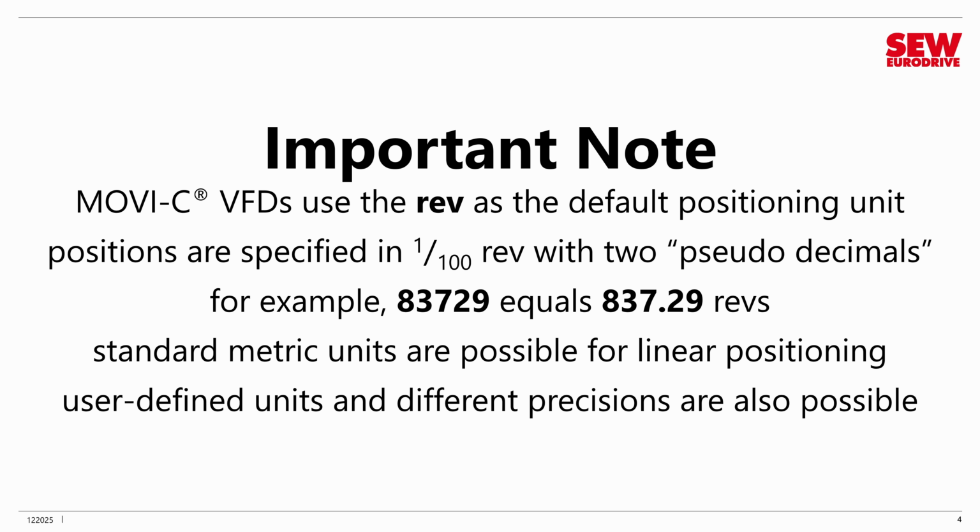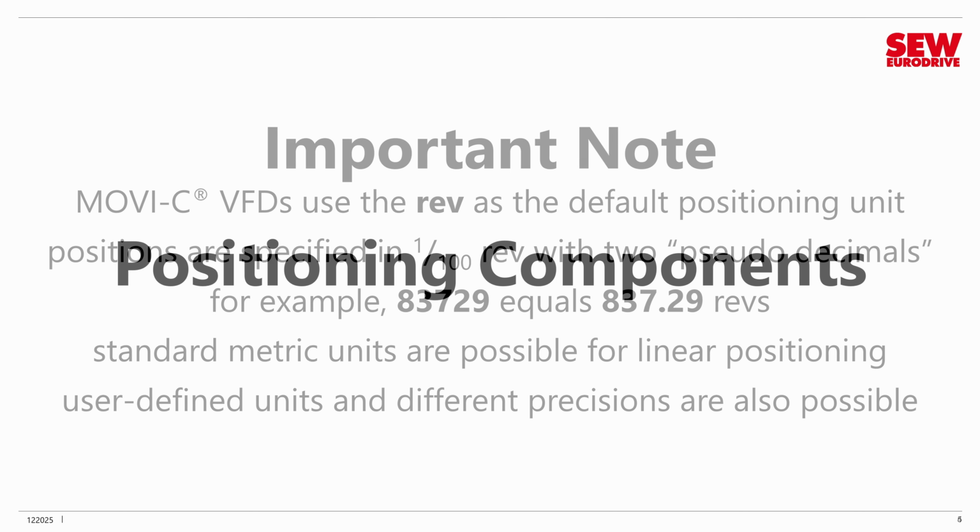Now, you might be thinking, well, I'd rather use standard metric units for positioning like millimeters. Well, that is certainly possible. It's very easy to work in those if you wish. And it is also possible to create user-defined units and even change the precision where you have more or fewer decimal places. We won't get into that in this session, but in our final lab session, we will explore both user-defined units and different precisions.